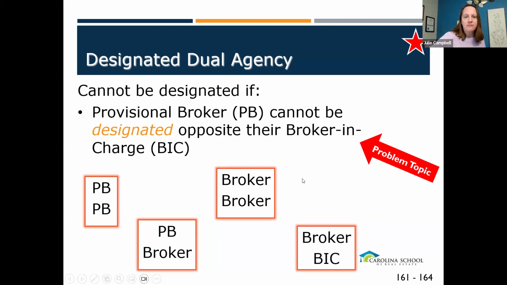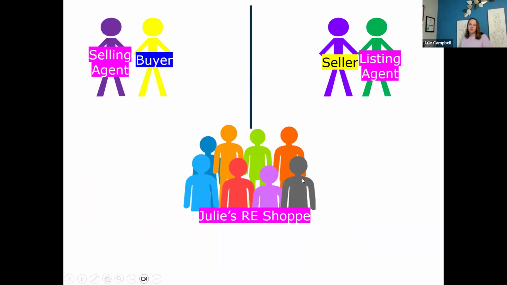Here's our picture. I'll come back to that if need be. Julie's Real Estate Shop and all the other agents, we're still straddling that line, aren't we? We are still in dual. One of you has been kicked off the wall and is allowed to hold hands with the buyer. A different one of you has been kicked off the wall and is now allowed to hold hands with the seller. Again, Julie's Real Estate Shop is still in dual.